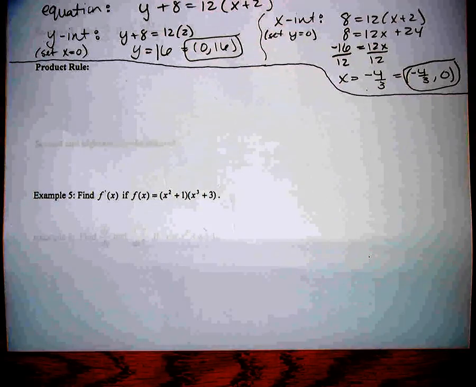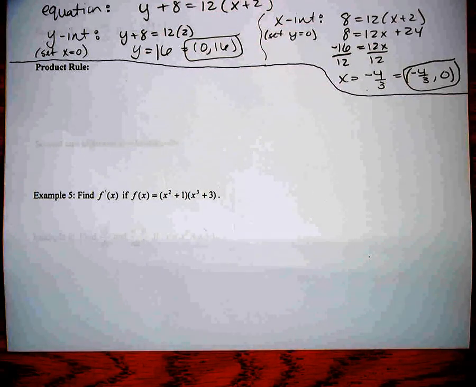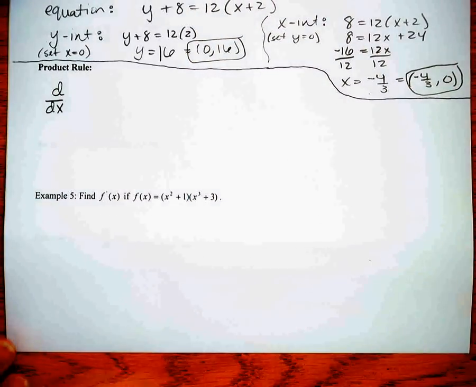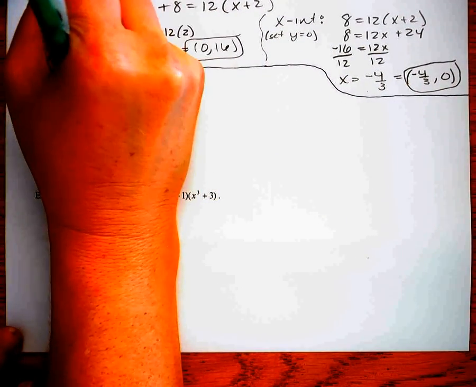Welcome back to part 2. So we looked at the first 4 rules: constant rule, power rule, constant multiple rule, sum and difference rule. And now we're going to take a look at the product rule, which is a little bit more complicated because we're talking about 2 functions being multiplied together.